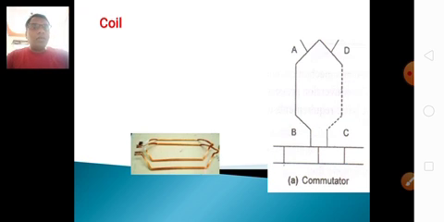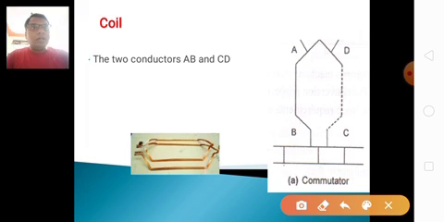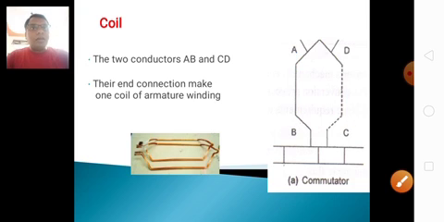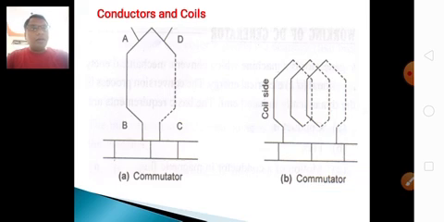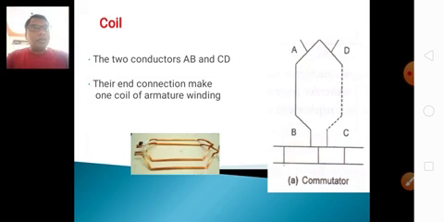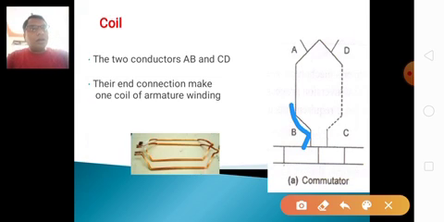A coil is nothing but one complete set. The two conductors AB and CD, these are the two sides, one side and another side. Their entire connection makes one coil of the armature winding. So the entire connection of one coil is known as a coil.